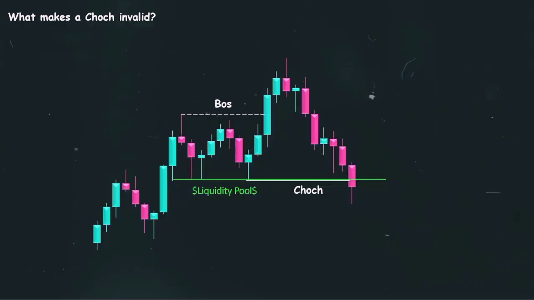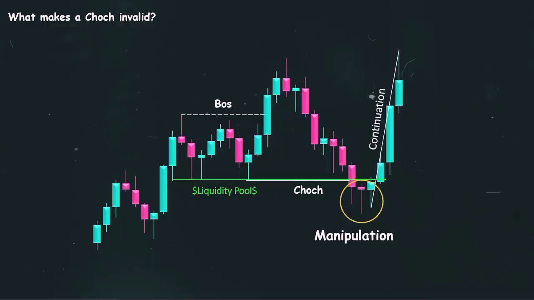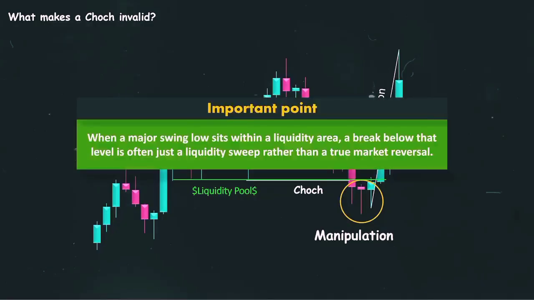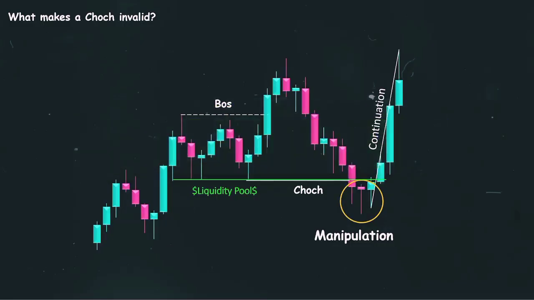This liquidity becomes an attractive target for smart money. To target these stop losses, they often push prices lower, sweeping the liquidity before driving it back up in the same bullish direction. The key takeaway is that when a major swing low sits within a liquidity area, a break below that level is often just a liquidity sweep rather than a true market reversal. In this situation, we cannot classify the break as a valid change of character.